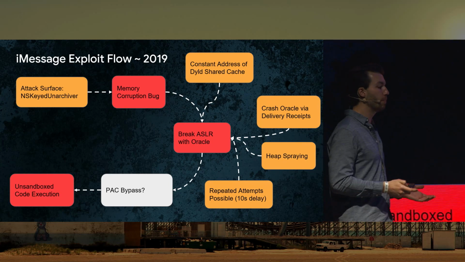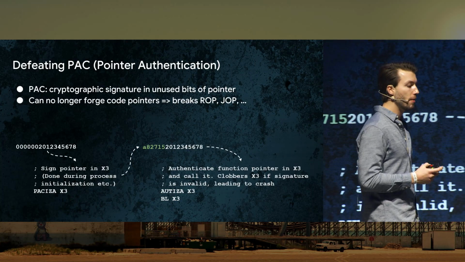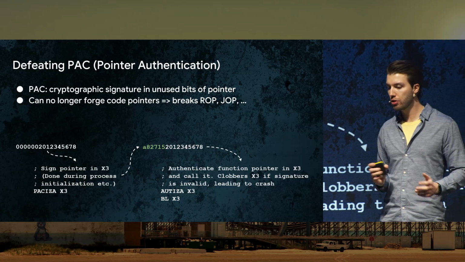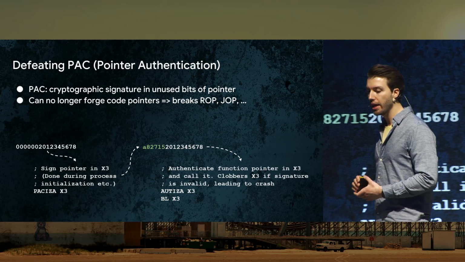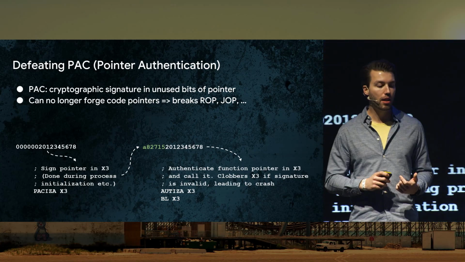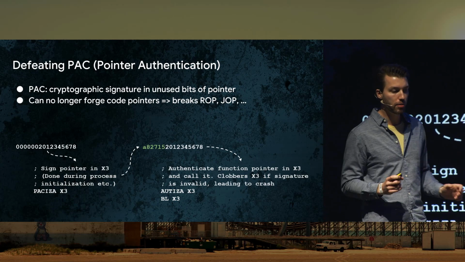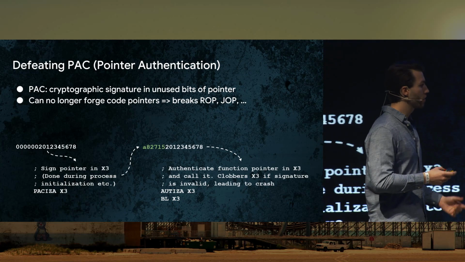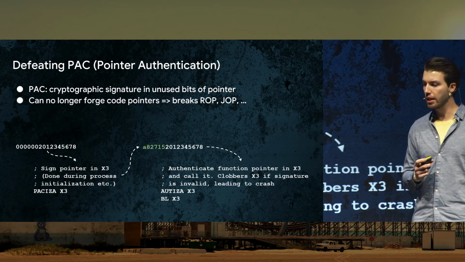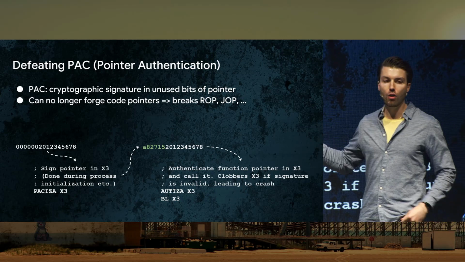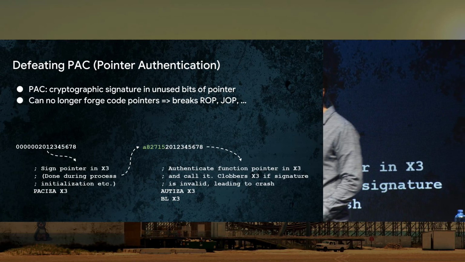Final step is we need a PAC bypass. What is PAC? Pointer authentication. It's a newish hardware security feature on Apple's platforms. The idea is that you can cryptographically sign pointers and then verify that they are legitimate, right? And so this effectively breaks ROP and JOP and these kinds of standard exploit tricks because they all rely on you faking or creating your own pointers into code.